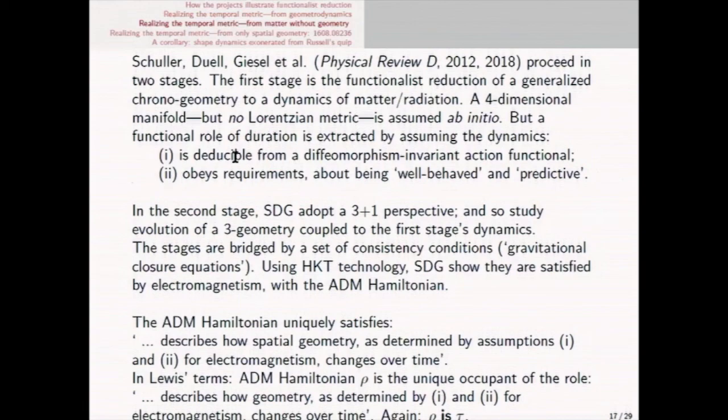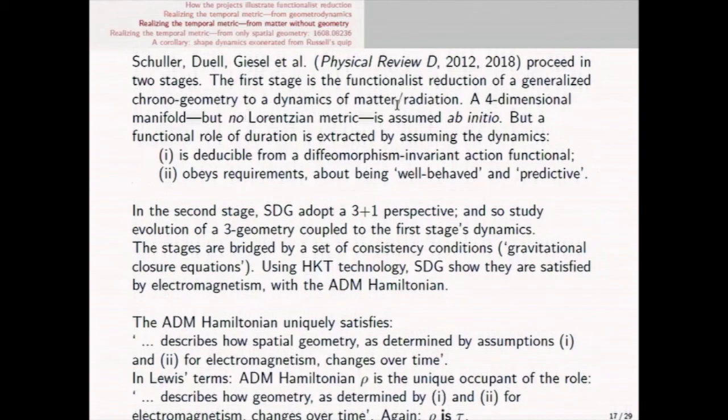Now let's move on to Schuller, Dühl, and Giesel. To be honest, it's a more recent and I believe less well understood work. It uses a very algebraic language. It's not that easy to understand what is going on behind the hood, but let me try to translate our understanding.